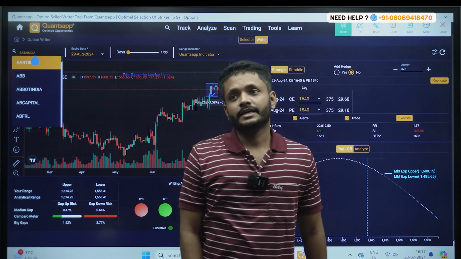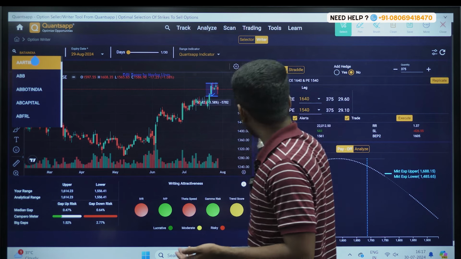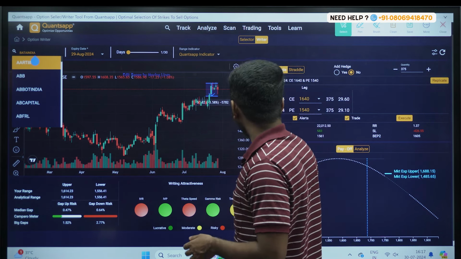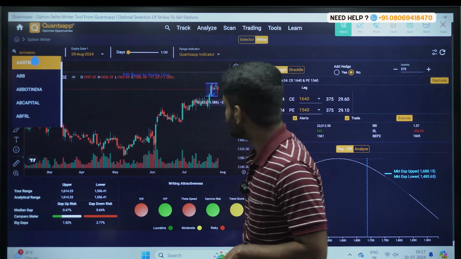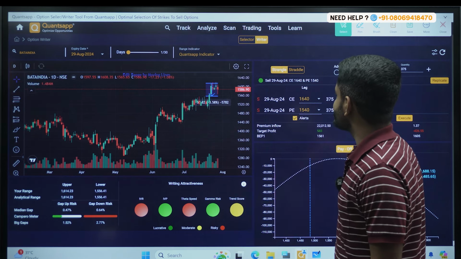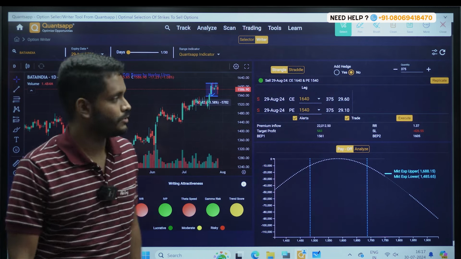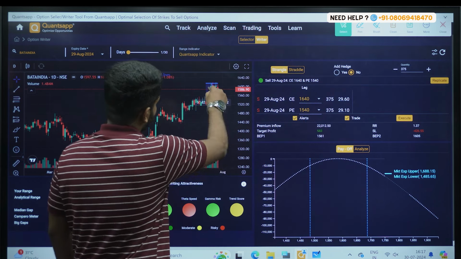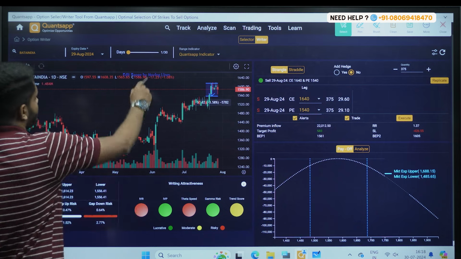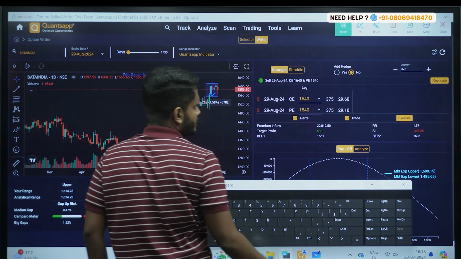Okay, I have randomly selected Bata India. Now, instead of using my own brains, I have asked the system to tell me which strike is ideal to sell. So the system is telling me that you can sell 1640 call, you can sell 1540 put. Okay, so see here, it has given you a range. Let me explain the interface first, so it will be very much clear.